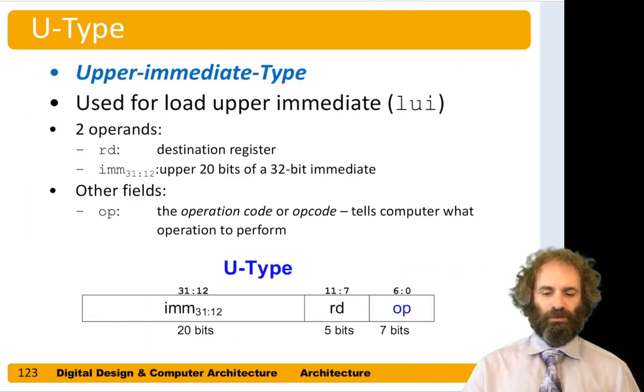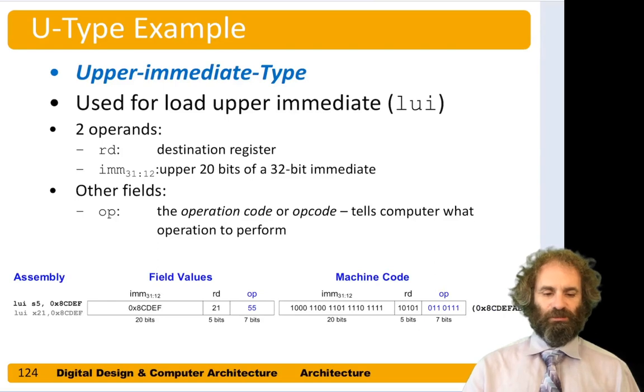So U-type for load upper immediate. Let's say we wanted to do an LUI of S5 gets 8CDEF. The opcode for load upper immediate is 55. Register S5 is number 21. And then the 8CDEF goes in the upper bits. And our instruction is 8CDEFAB7.